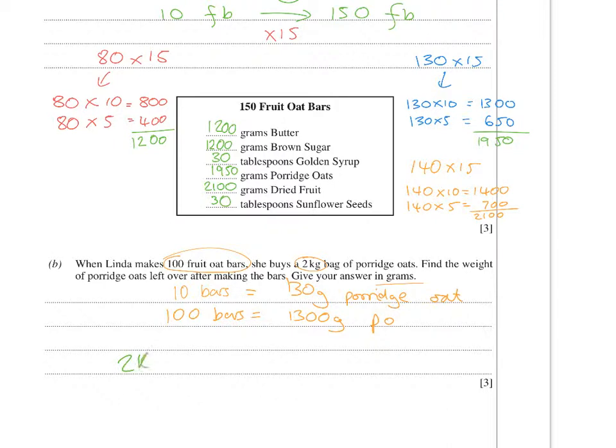Okay then, she bought a 2 kilogram bag of porridge oats. Now 2 kilograms, you need to know that kilo means 1,000, so it's 2,000 grams. So the answer to the question is, what is the difference between 2,000 and 1,300, i.e. what is 2,000 take away 1,300, which is 700. So my answer, 700 grams.